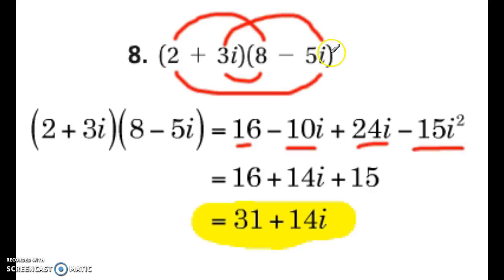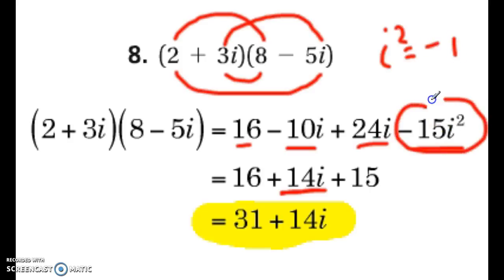Notice this is a smiley face. I'm going to combine like terms. My middle terms are negative 10i and 24i, which is 14i. i squared equals negative 1. So I have negative 15 times negative 1. That's how I got positive 15. Then I combined like terms.